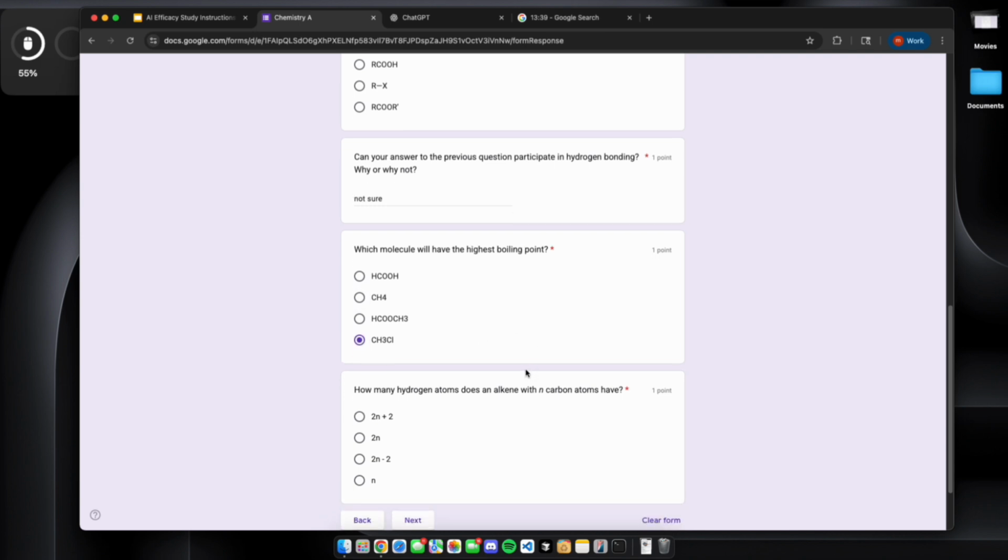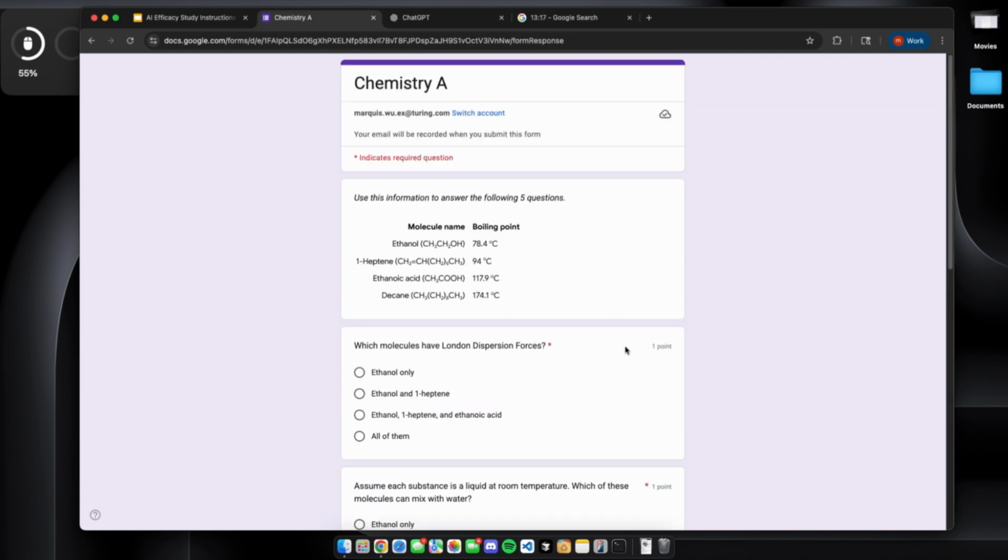How many hydrogen atoms does an alkyne with N carbon atoms have? Seems like this is a formula we should probably know. This one seems right. Use this information to answer the following five questions. Molecule name: ethanol, 1-heptene, ethanoic acid, decane. I can see that they've listed the boiling points and also what the molecule is. However, I don't exactly know what an ethanol is or any of these things, so we'll try.